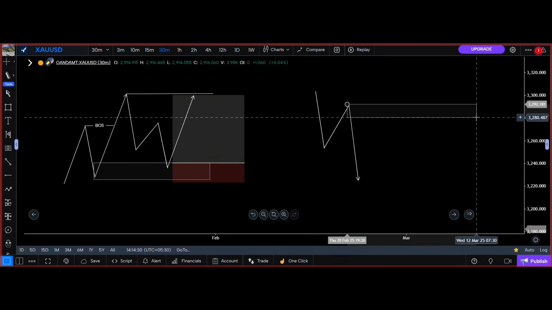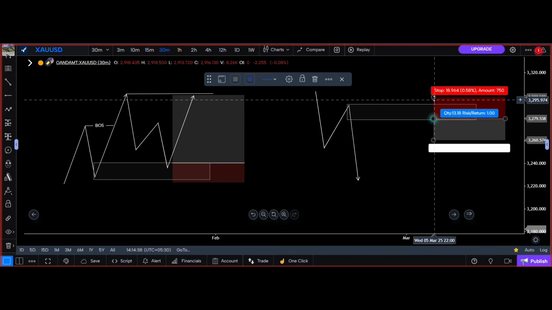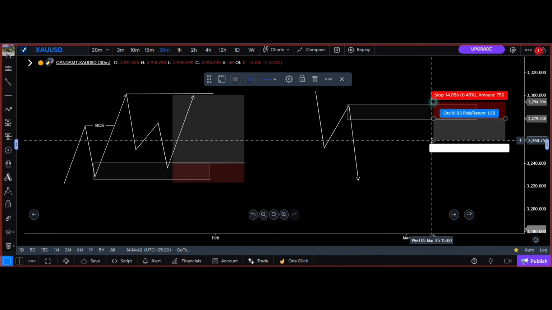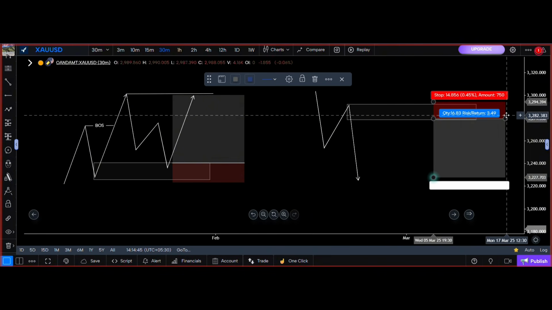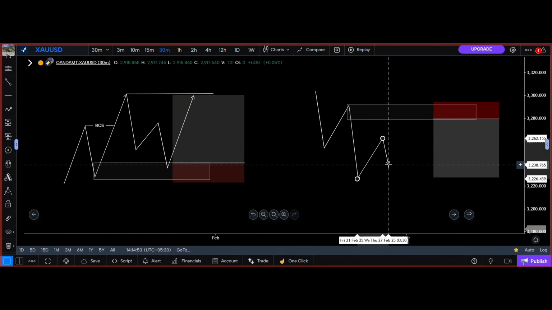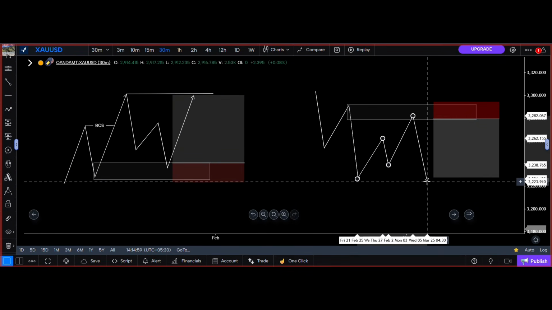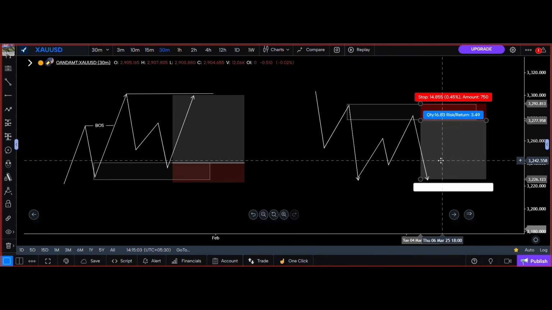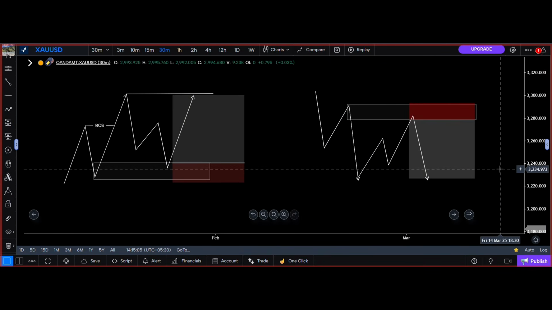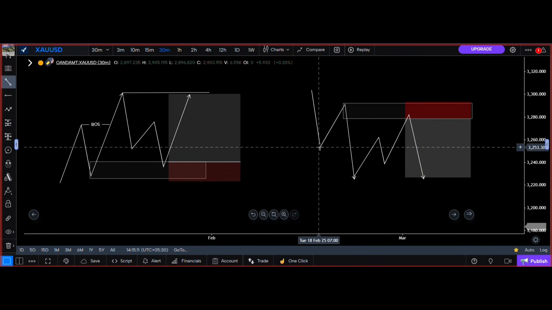Now here we have our supply zone. Then we simply put our entry at this supply zone, a little bit above, and target the recent low. So the market comes up, taps the supply zone, and goes down. So this was entry model number 1.